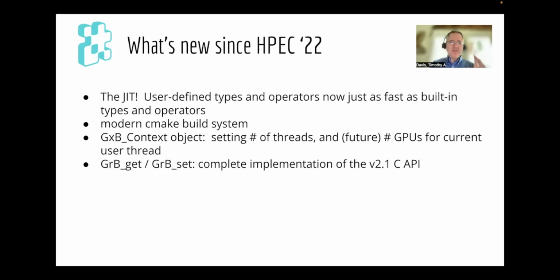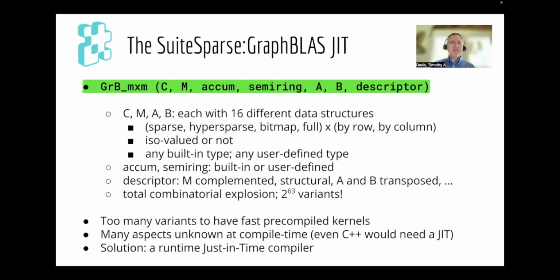But today I'll focus on the JIT. So, the SuiteSparse GraphBLAS JIT. Suppose you call GrB_mxm. You've got C, M, and so forth, accumulator, semiring, A and B. In SuiteSparse GraphBLAS, I count 2 to the 63 possible variants, possible specializations of this call to GraphBLAS.